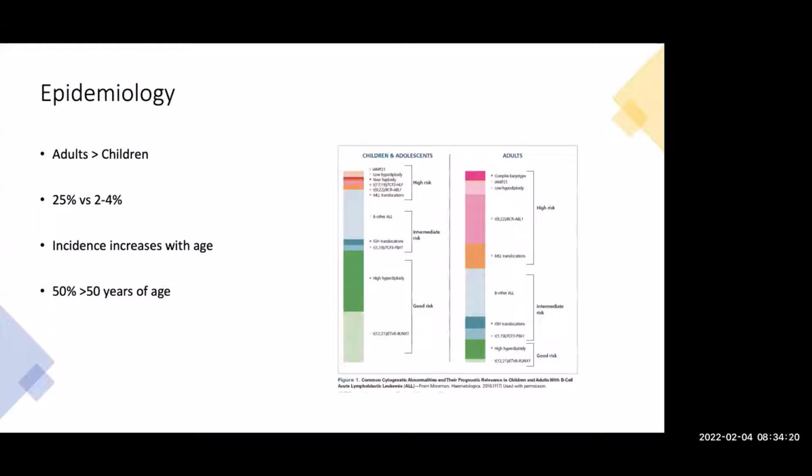The incidence of pH positive ALL actually increases with the age. So the incidence which is seen in adults is much more than what is seen in children. In adults, the incidence of pH positive ALL is 25%, whereas in children it is 2 to 4%. In addition to that, as the age of the patients increases, the incidence of pH positive ALL also increases. So much so that at more than 50 years of age, the incidence of pH positive ALL is 50% amongst the patients who are diagnosed with ALL.